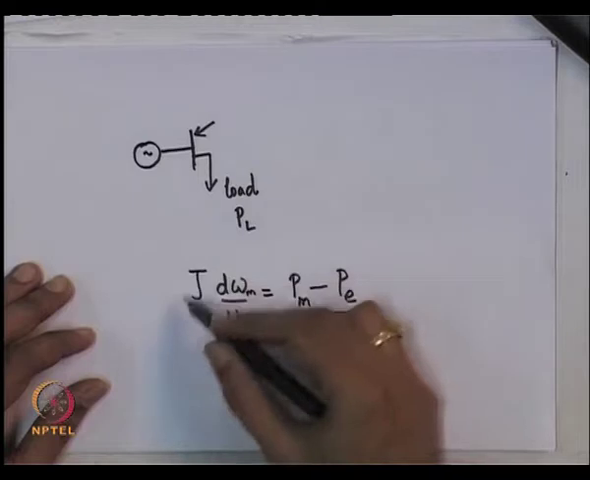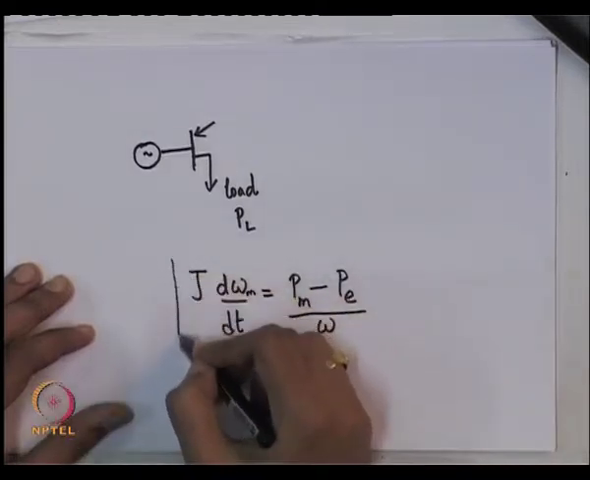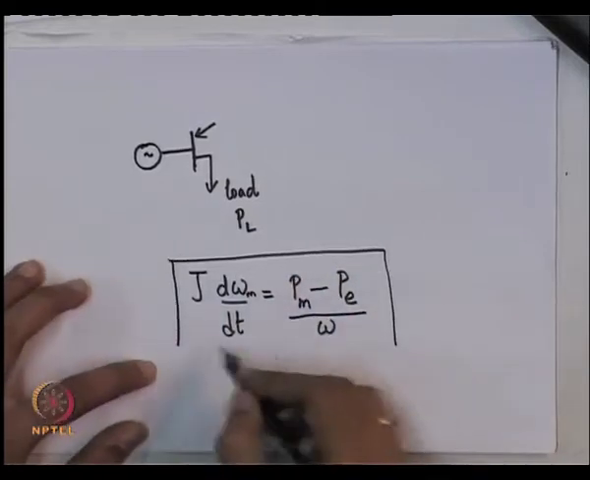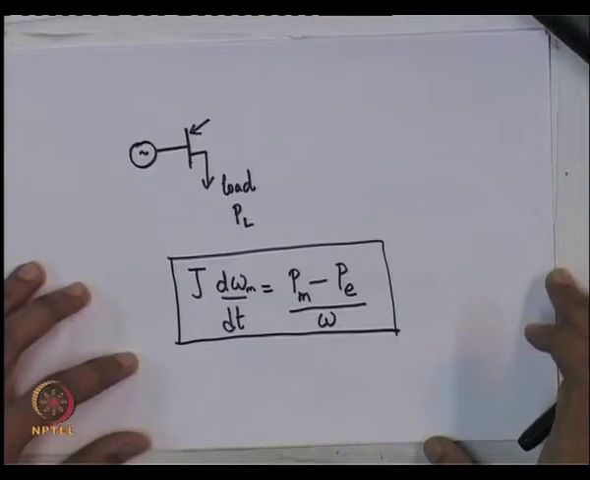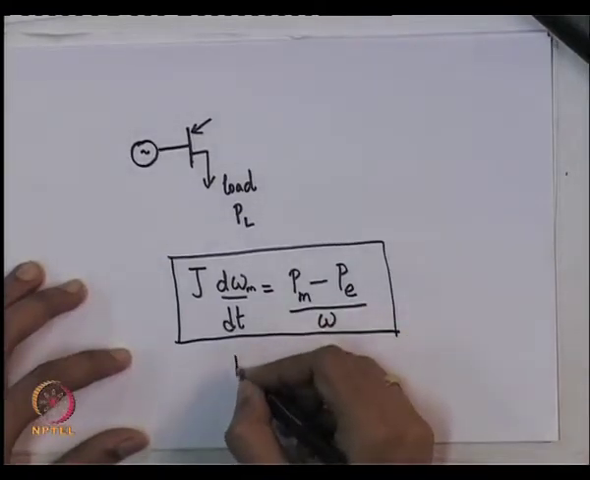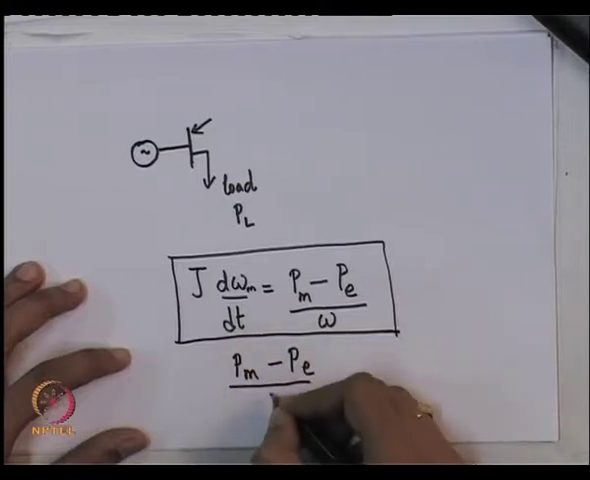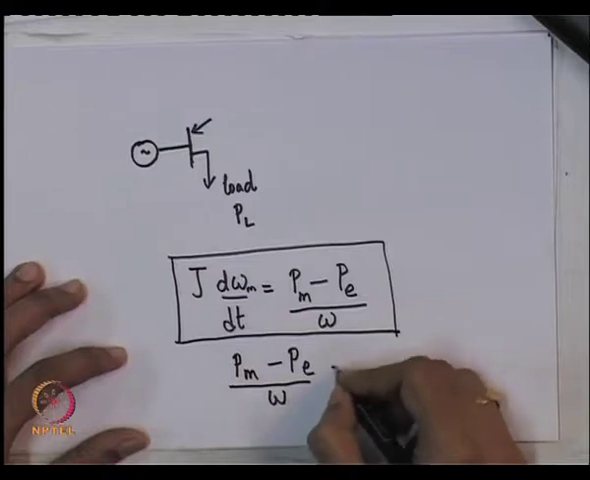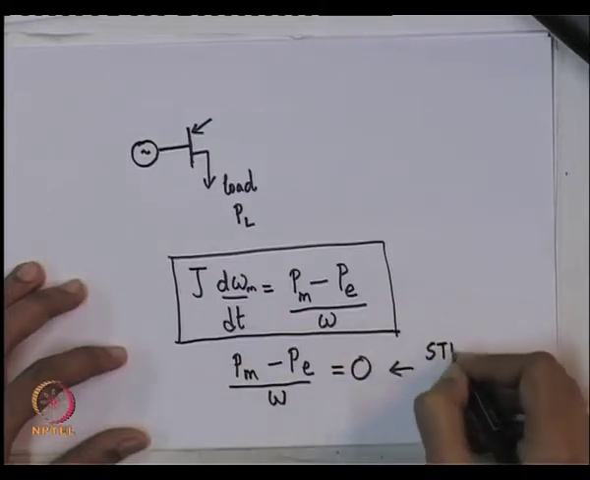So, these are the two torques which determine the speed of the machine as per this relationship. Of course, this is the dynamical equation of the machine. If we are in steady state, we will have P m minus P e by omega equals 0. So, this is only under steady state.